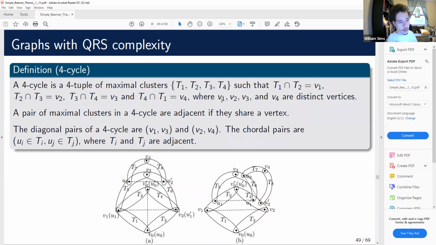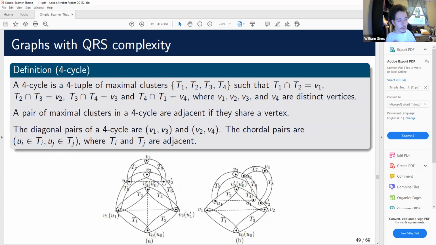Now we're going to notice something. We're going to define a structural component of our graph. It's going to involve 4 maximal clusters, and it's going to be called a 4 cycle. So a 4 cycle is a set of 4 maximal clusters such that each pair shares exactly 1 vertex, and these 4 shared vertices are distinct. So for example, down here, if this picture is big enough, T1, T2, T3, and T4 form a 4 cycle, with the shared vertices being V0, V1, V0 prime, and V2. The labeling's a little weird, but it's these 4 vertices.